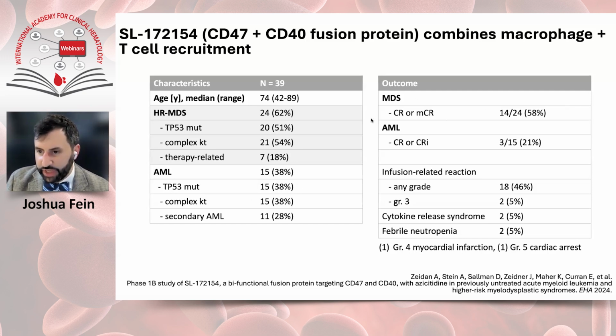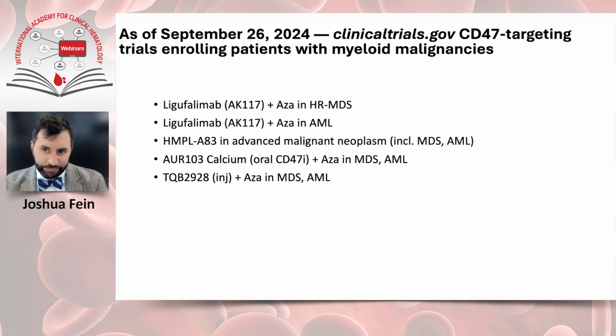And we can see that 60% achieved a CR or modified CR, and in the AML group, 21%, only 3 of those 15 achieved a CR or CRI. There were 2 very high-grade DLTs, grade 4 myocardial infarction, grade 5 cardiac arrest. They are, at this point, described at least as not necessarily study-related, and we will see if there's further movement with this compound.